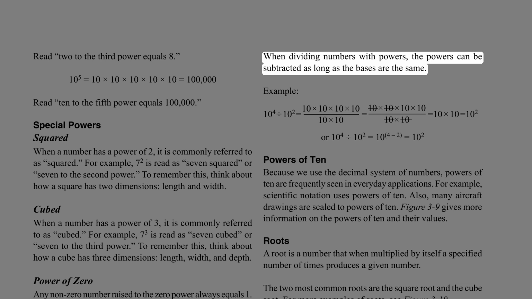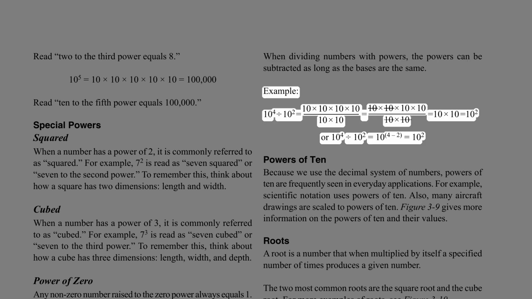When dividing numbers with powers, the powers can be subtracted as long as the bases are the same. Example: 10 to the 4th divided by 10 squared equals 10 times 10 times 10 times 10 divided by 10 times 10, which equals 10 to the 4 minus 2, equals 10 squared, equals 10 times 10.